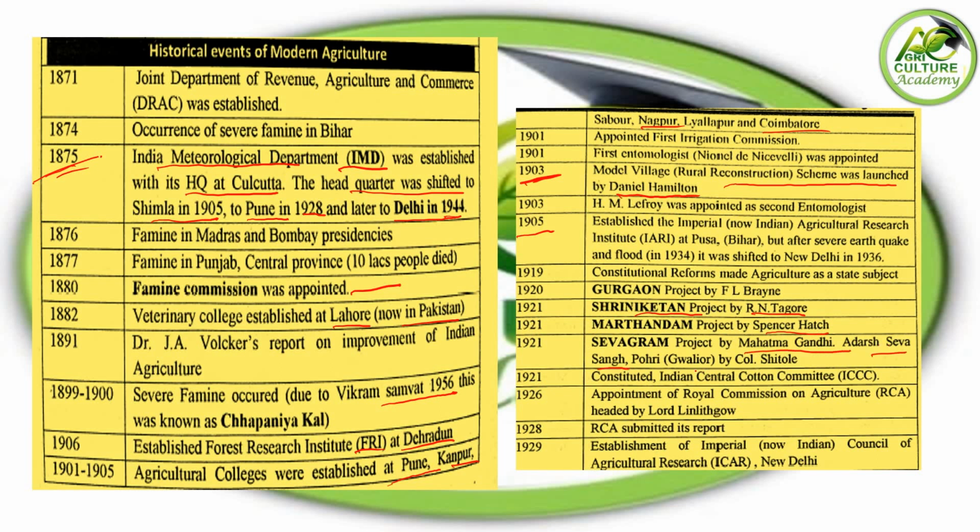Adarsha Seva Sangh, Gwalior, by Col. Sitlo. 1921, constituted the Indian Central Cotton Committee, ICCC. In 1926, the Royal Commission on Agriculture was appointed, headed by Lord Linlithgow. In 1928, the RCA submitted its report. In 1929, establishment of the Imperial, now Indian Council of Agricultural Research, ICAR, at New Delhi. When was ICAR established? In 1929.